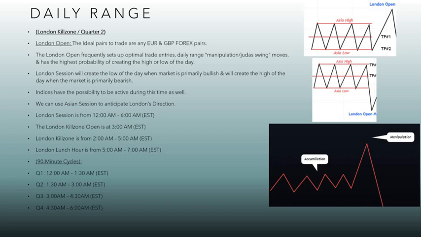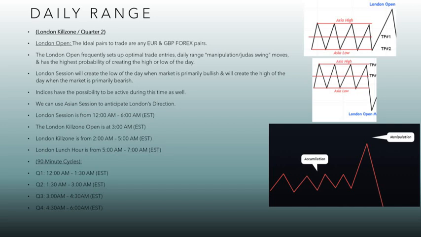London session will create the low of the day when the market is primarily bullish, and will create the high of the day when the market is primarily bearish. So during the London session, the market will manipulate, usually creating the manipulation move. And when it creates that manipulation move, it's usually going to be creating the high of the day when we're bearish for the rest of the day, and the low of the day when we're bullish for the rest of the day. Okay?